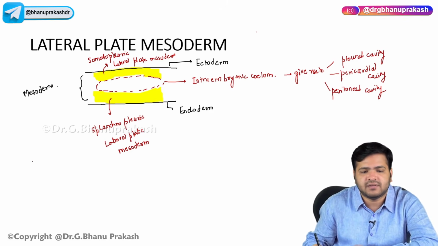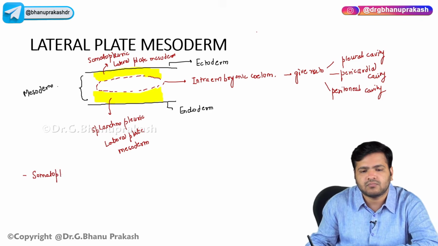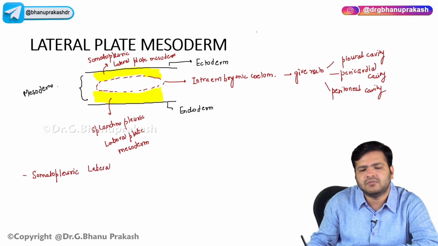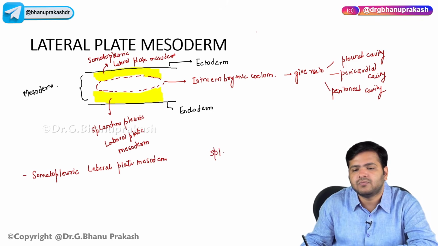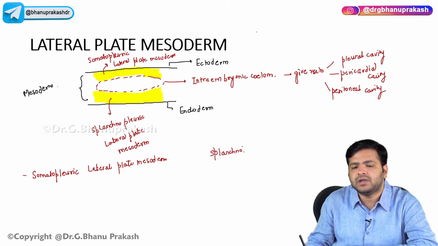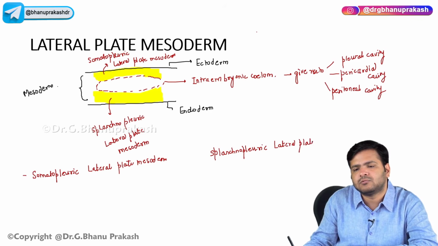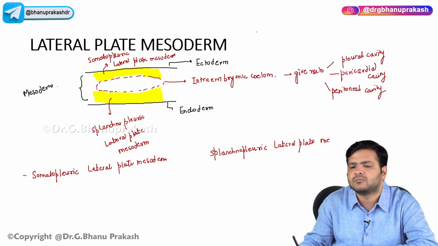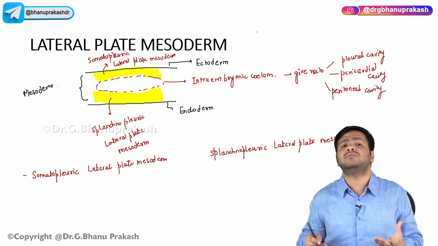So let us just write it over here. The somatopleuric lateral plate mesoderm. And the splanchnopleuric lateral plate mesoderm. Now, somatopleuric, you already know it is towards the body wall.